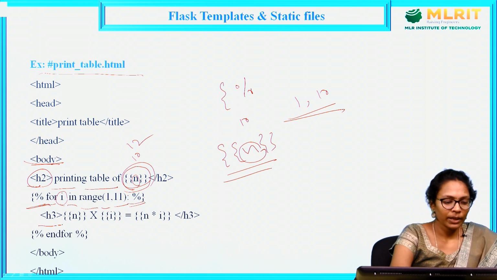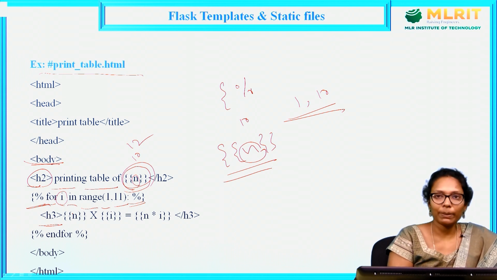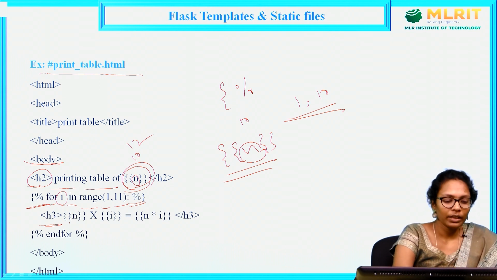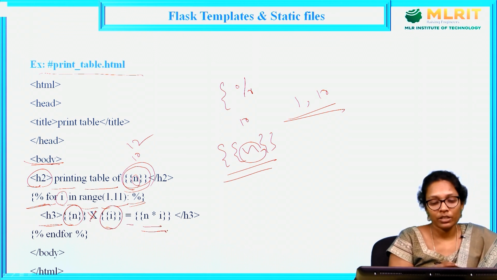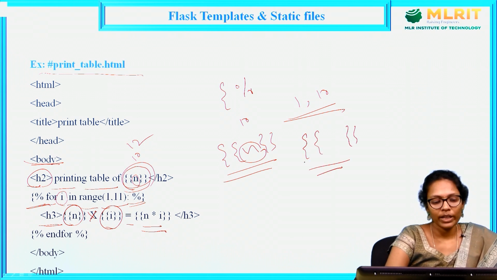And then I am writing H3 heading. Here I am printing the multiplication table. How to print the table? n into i is equal to n into i. All these are expressions. How to represent the expressions again? Using these symbols. So n into i is equal to n into i. I am closing it. So that's all.